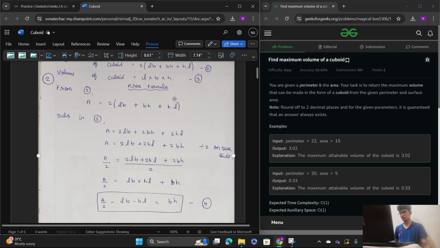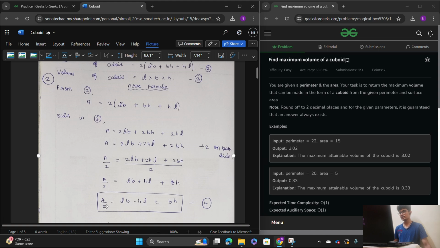When I convert this area, I'm going to keep the length as constant. I'm going to move to the right hand side BH. In my left hand side, everything is in terms of A and L. So you can see here A by 2 minus LB minus HL is equal to BH.